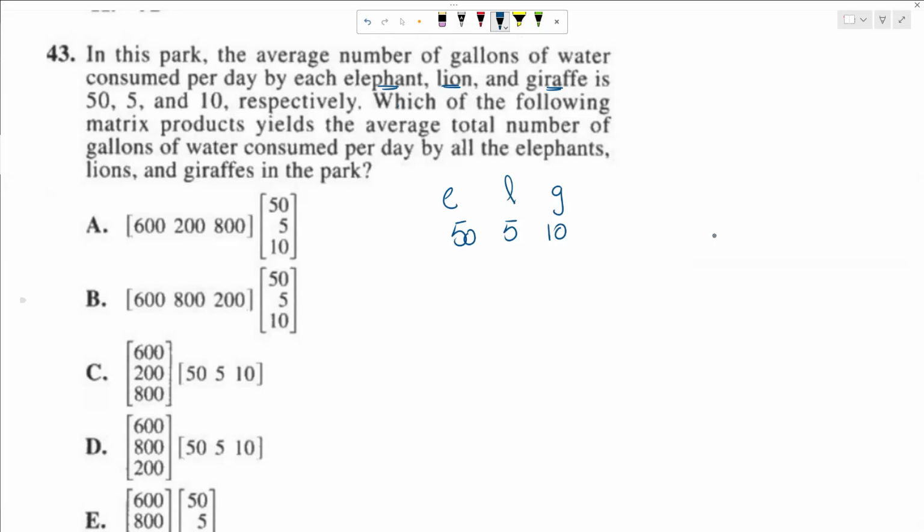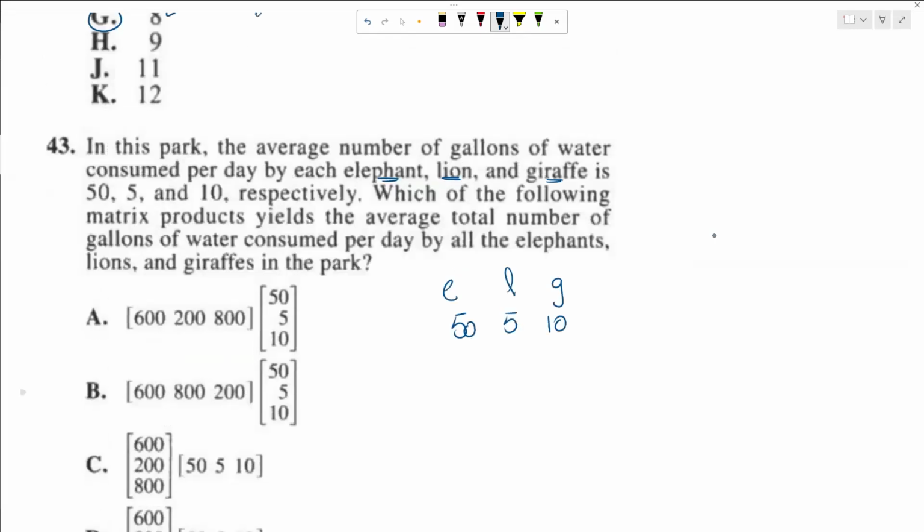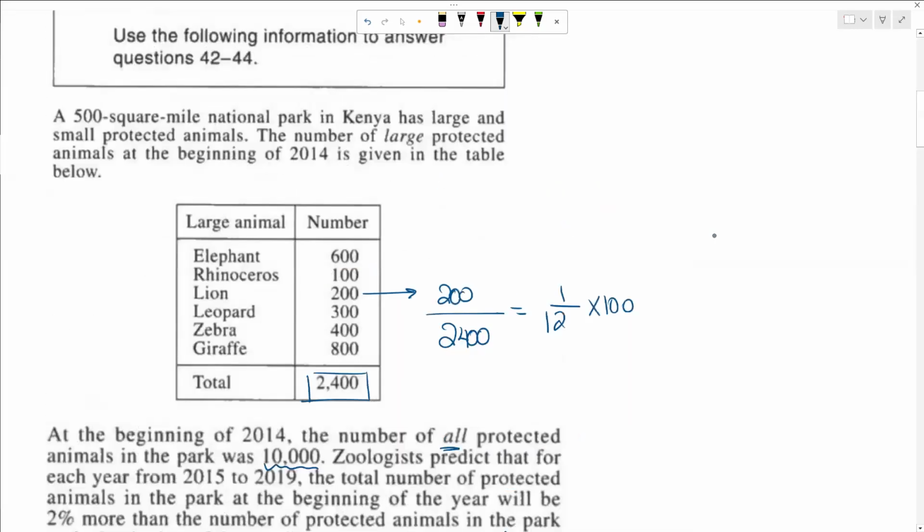So how can I calculate the average amount of water consumed by all that number of elephants, lions, and giraffes? So I have to go back again to the table and check. There are apparently 600 elephants, 200 lions, and 800 giraffes. 600, 200, 800. And go back down to the information.